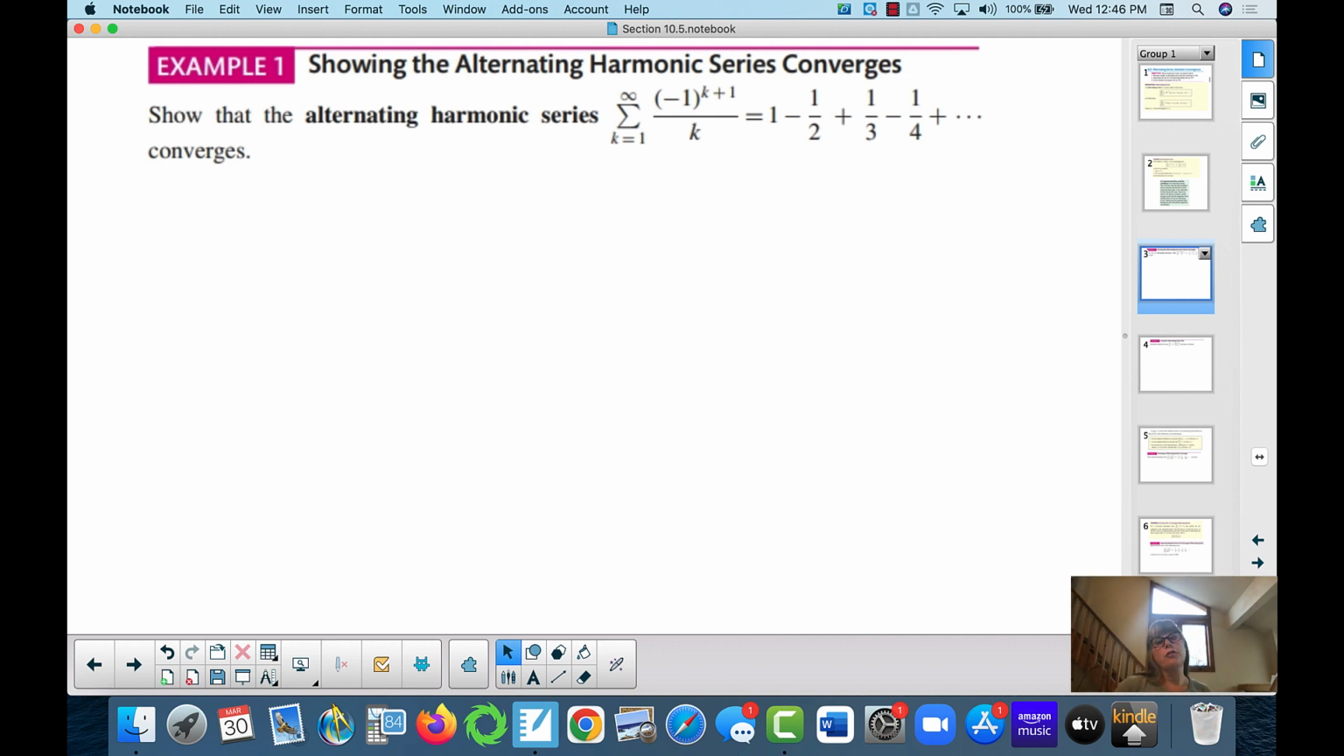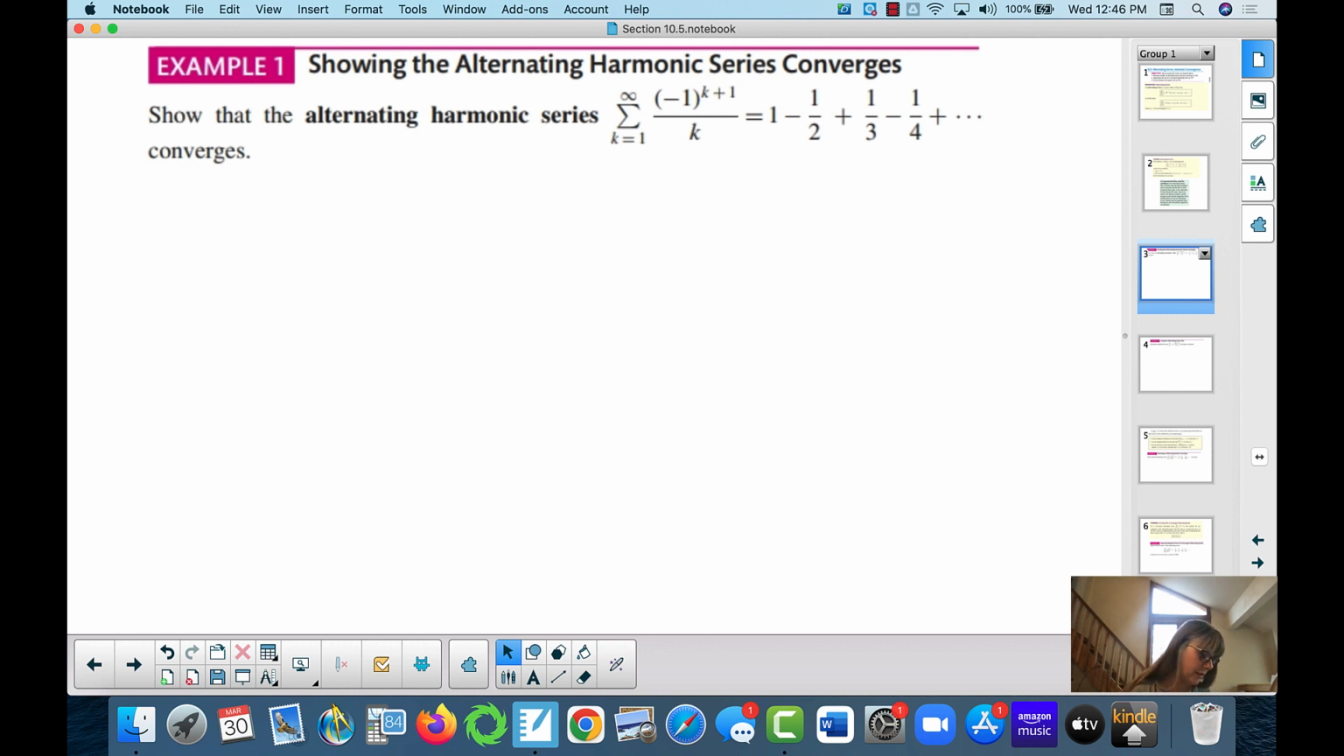So this is an alternating harmonic series. You should recognize this as being very close to the harmonic series we know as just the sum from k equals 0 to infinity of 1 over k. And we know that that diverges. But this one is an alternating harmonic series. So we have that it's an alternating series. We have that first condition.